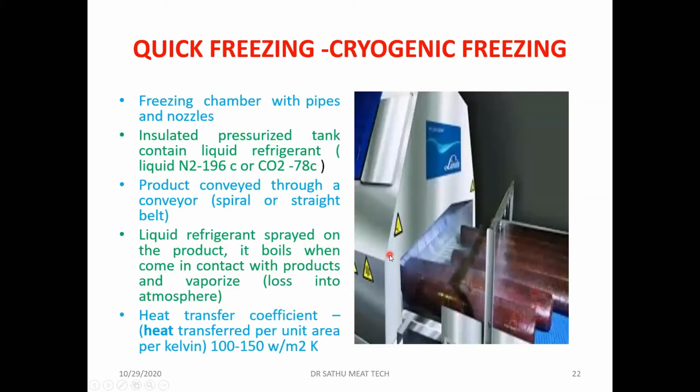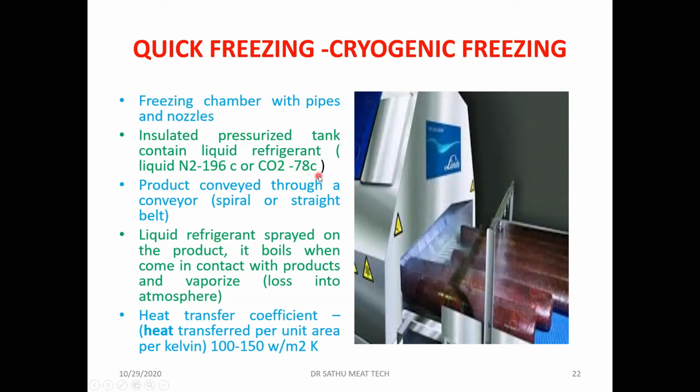So let's see cryogenic freezing. Cryogenic freezing is a quick method of freezing. As I already told you, it's the fastest method of freezing. What will a freezing chamber contain? We'll have a freezing chamber with a lot of pipes and nozzles through which the refrigerant flows. Then it contains an insulated pressurized tank containing the liquid nitrogen. In cryogenic freezing, we use liquid nitrogen or carbon dioxide as dry ice. The liquid nitrogen temperature is minus 196 degrees centigrade. For dry ice, it is minus 78 degrees centigrade.